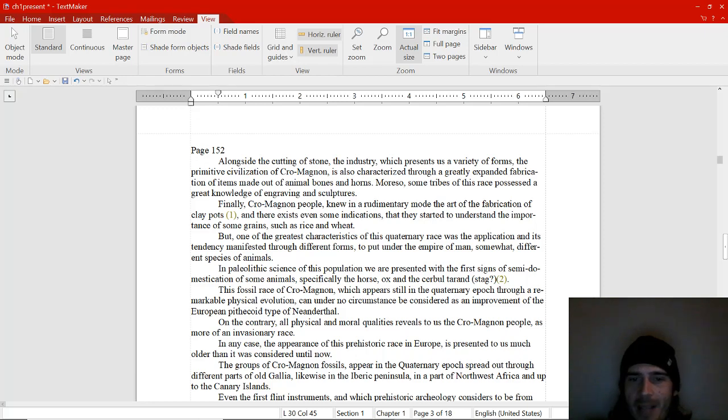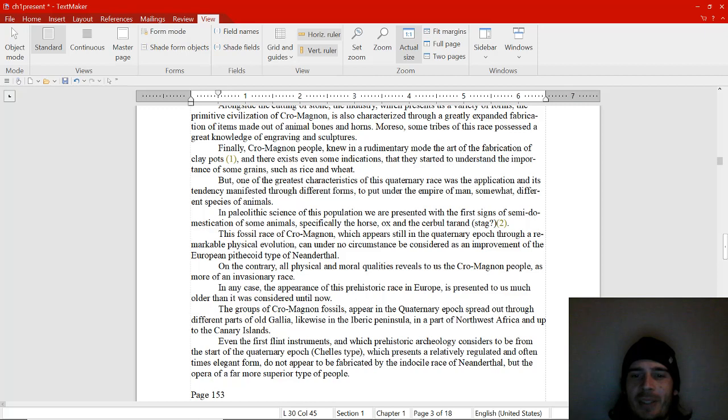This fossil race of Cro-Magnon, which appears still in the Quaternary epoch through a remarkable physical evolution, can in no circumstance be considered as an improvement of the European pithecoid type of Neanderthal. On the contrary, all physical and moral qualities reveal to us the Cro-Magnon people as more of an invasionary race. In any case, the appearance of this prehistoric race in Europe is presented to us much older than it was considered until now. The groups of Cro-Magnon fossils appear in the Quaternary epoch spread out throughout different parts of old Gallia, likewise in the Iberic Peninsula, in a part of northwest Africa, and up to the Canary Islands.